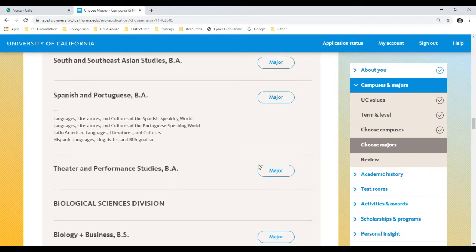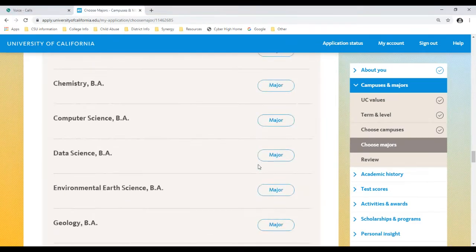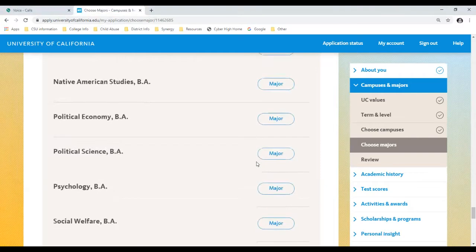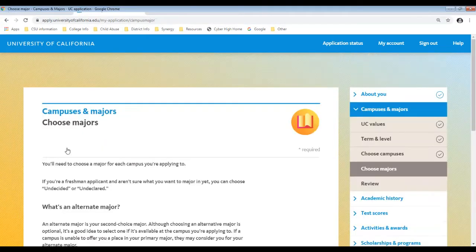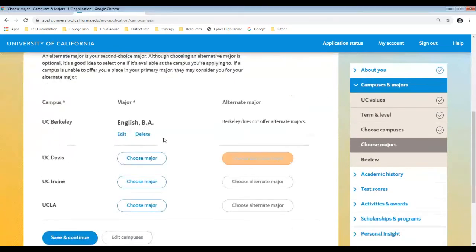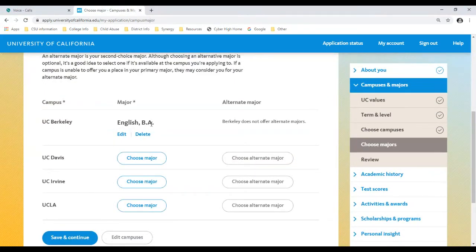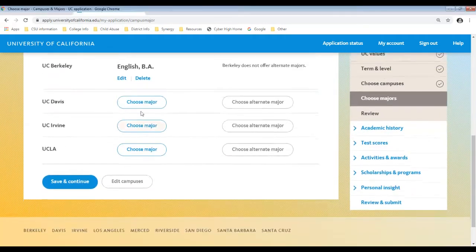Okay, and then I have to go and do the other majors for the other schools. So as you can see, there are a million choices here. So I'm going to do save and continue at the bottom. And so now that I selected a UC Berkeley major, then I can go to the next one. And basically you have to do that for every single school.